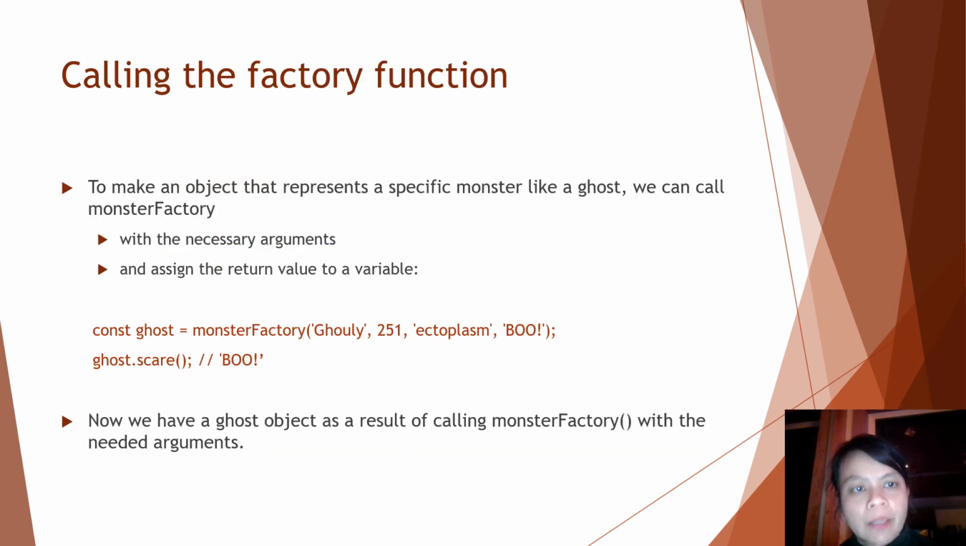So let's take a look at calling the factory function. To make an object that represents a specific monster like a ghost, we're going to call the monster factory function with the necessary arguments and assign the value to a variable. So we have ghost. We're going to create the object ghost using the monster factory function here: the name goalie, and then 251, and then ectoplasm and boo. And now we have a ghost object as a result of calling monster factory with the needed arguments.